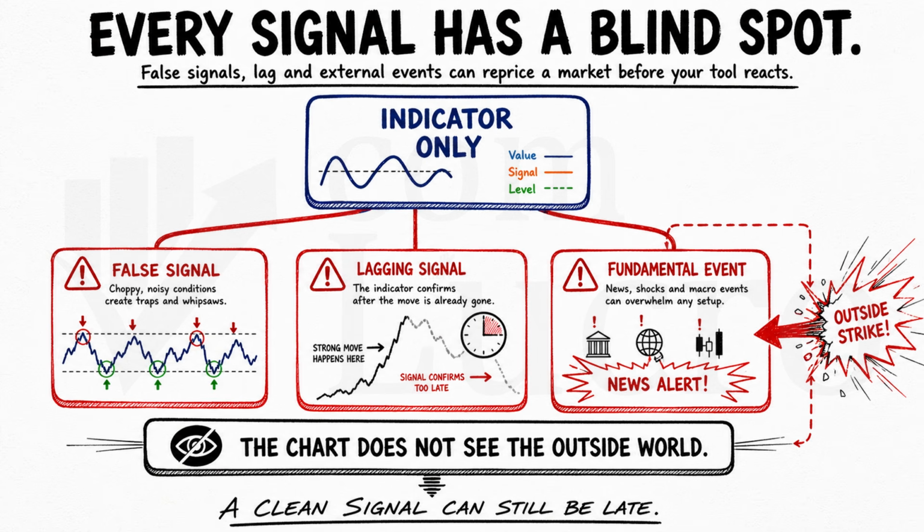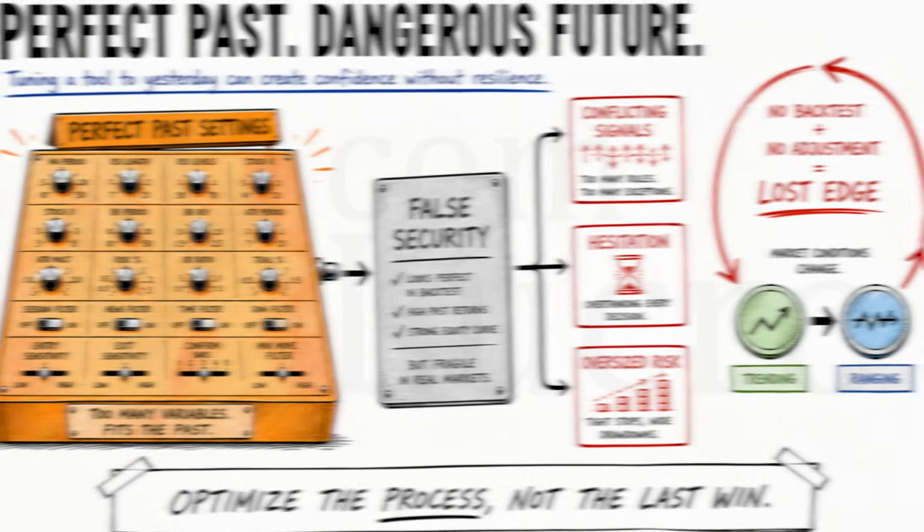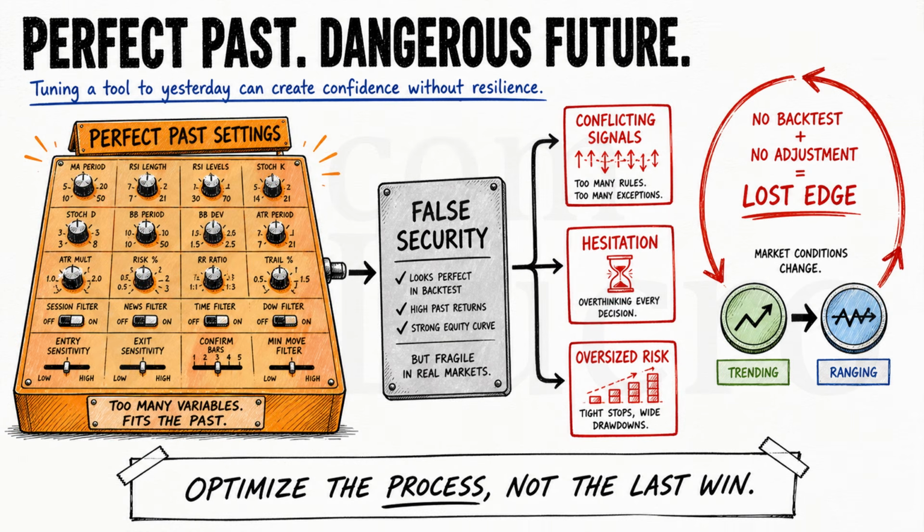Most of them are built on historical data, so they lag. By the time the signal is clean, part of the move is already gone. And relying only on indicators can leave you blind to fundamental events, like news releases or earnings reports, that reprice a market in seconds. There's also the trap of over-optimization.